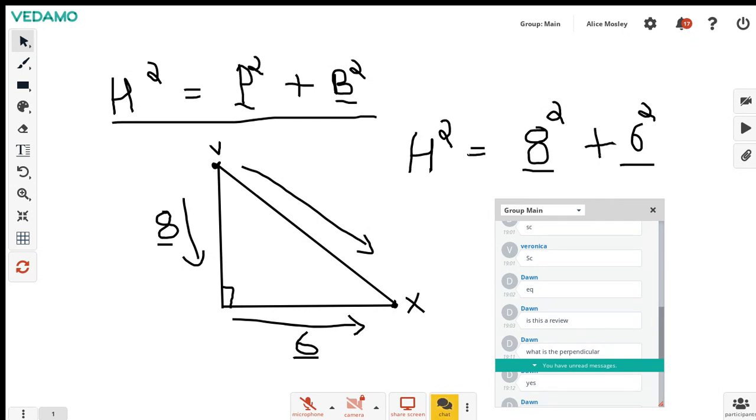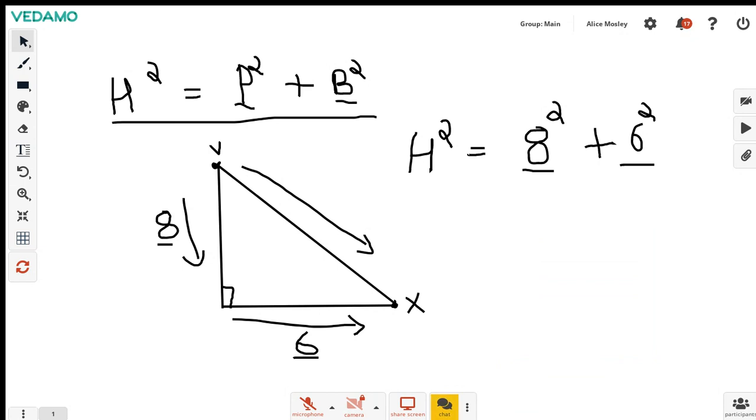We use the formula h square is equal to p raised to power 2 plus b raised to power 2. This is the formula that you have to always remember. This is known as Pythagoras formula. At any point you will be given two of them and you have to find the third one. So here the third one, h, is missing.